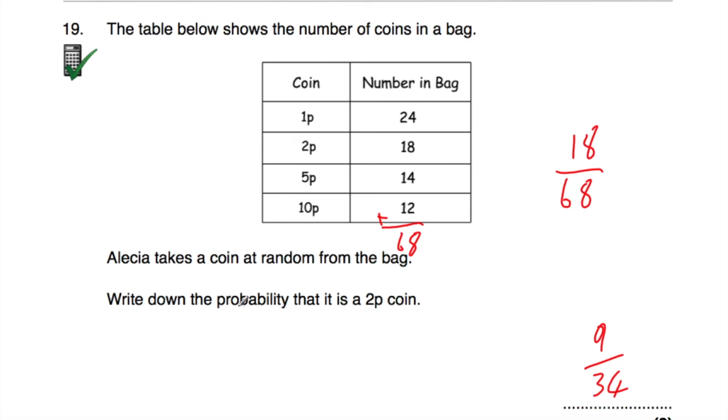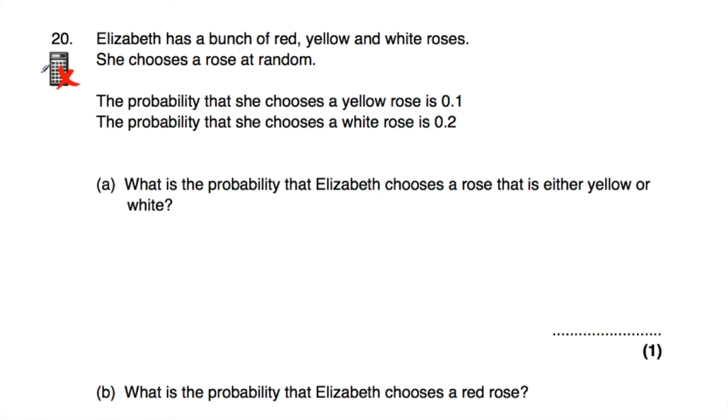Now, just remember, the question didn't ask us to cancel it down, so you could leave your answer as 18 68ths, but I would just cancel it down if you can. And that's it. Okay, so that's question number 19. So what's the probability of getting a 2p coin? 9 34ths. Okay, let's have a look at our next question, question number 20.